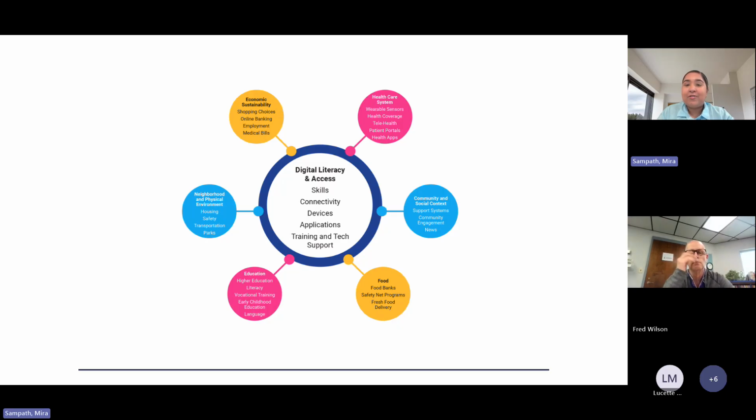Education, as we all know, during the pandemic, so many educational institutions went fully virtual, transitioning from in-person lectures or classes to fully virtual. So the role of broadband connectivity and digital skills in education nowadays cannot be understated. But it also impacts your ability to access higher education, other vocational training, and early childhood education as well, because as we know, not just higher education, but elementary schools, middle schools, and high schools also did virtual learning or e-learning during the pandemic and have continued that after the pandemic as well.